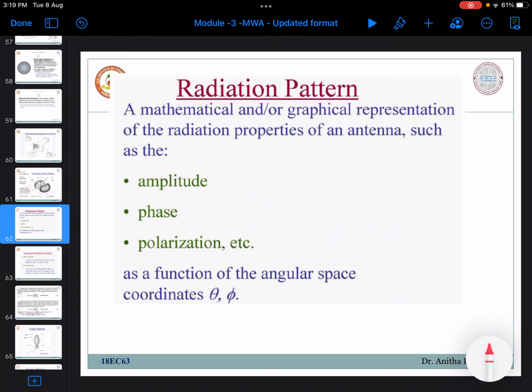Now we'll define the parameters. First parameter is the radiation pattern. It is a mathematical or graphical representation of the radiation properties of an antenna. Those properties could be amplitude or phase or polarization, etc. It can be any of these, and all of these are measured as a function of angular space coordinates. That is theta and phi, E and H.